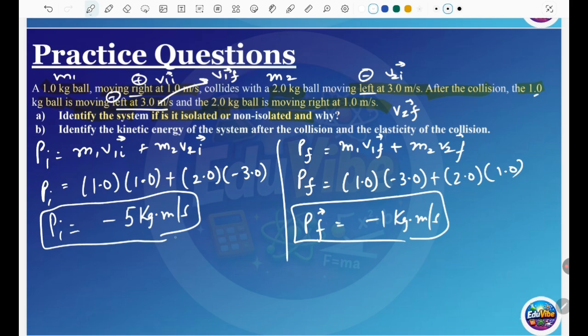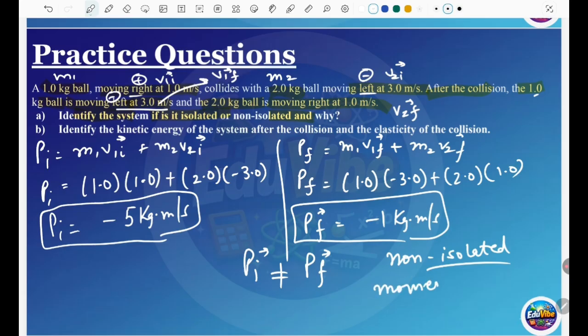So what this means is both are not equal. PI is not equal to PF, which means this is a non-isolated system. And here your momentum is not conserved. So these two things you have to write. If it's in MCQs, they already mention the options like this.